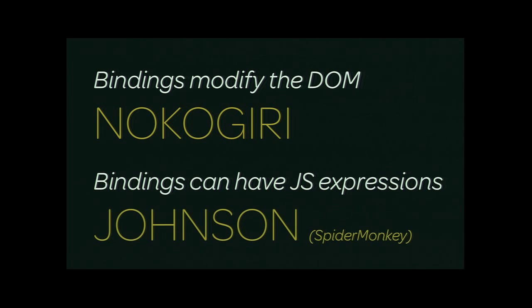So to do that, we actually have to have a JavaScript runtime on the server. So we decided to use Johnson, which is a Ruby wrapper around SpiderMonkey, which is a C implementation of a JavaScript runtime. And we use that in order to get the values of the bindings that we need to apply.